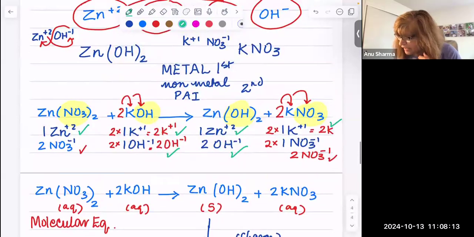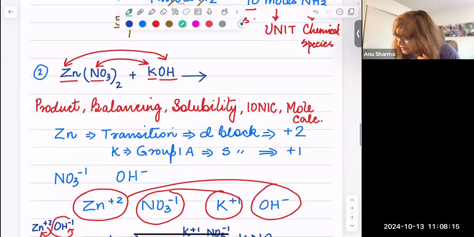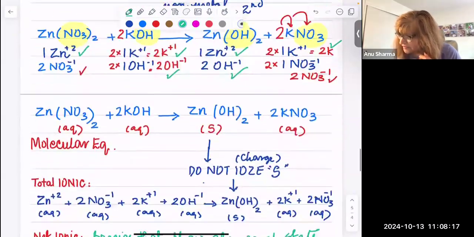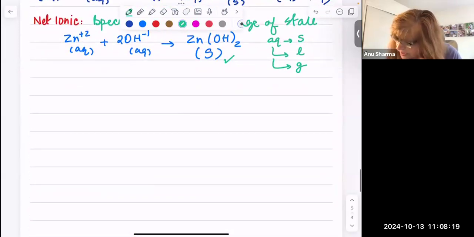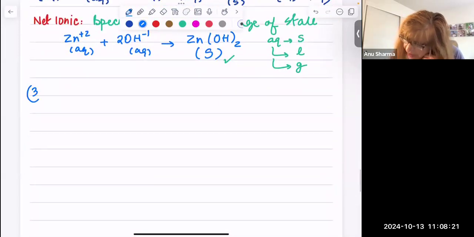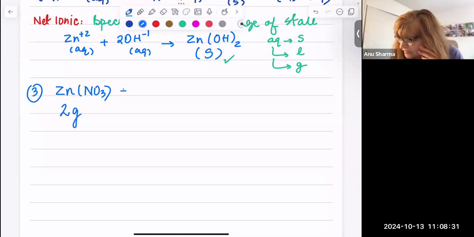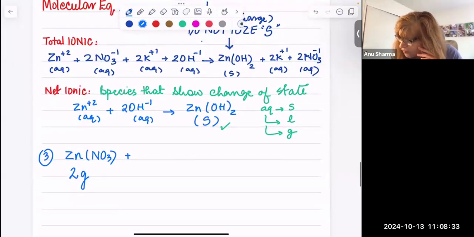So now let's look at the third part, the reaction stoichiometry. Okay, the third. Now, here we are given zinc nitrate, and let us say you take 2 grams of zinc nitrate, and the question is asking you how much of the zinc hydroxide is produced.